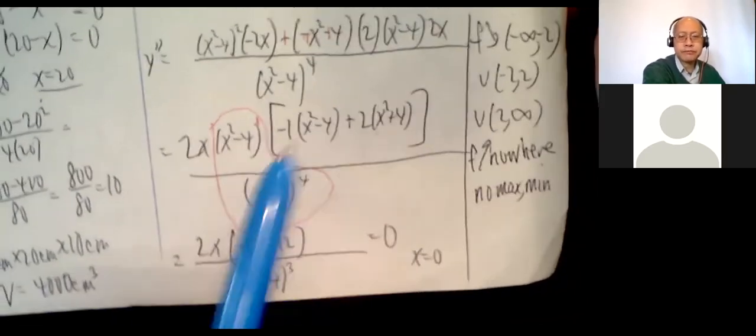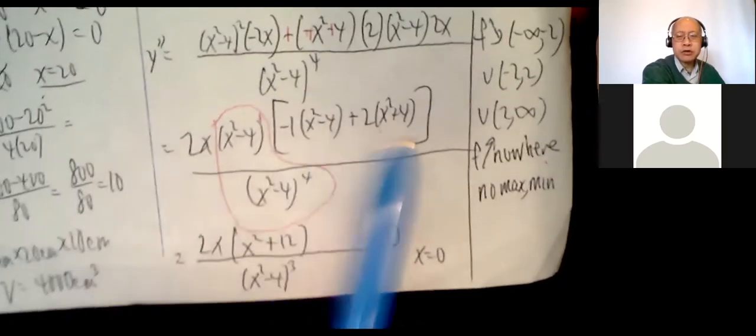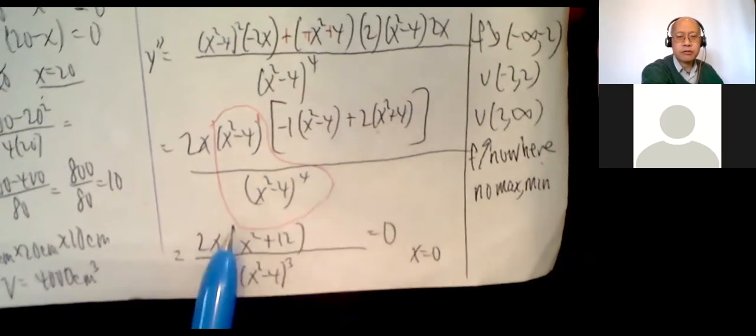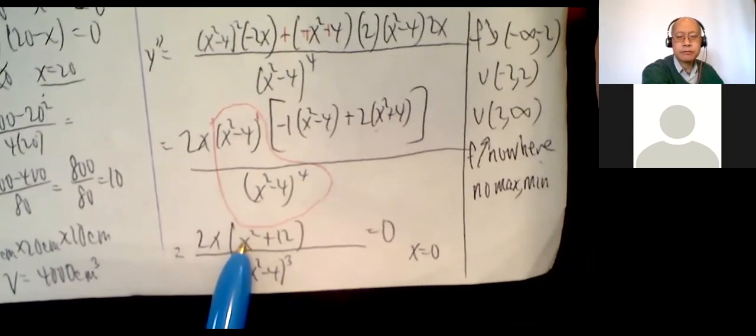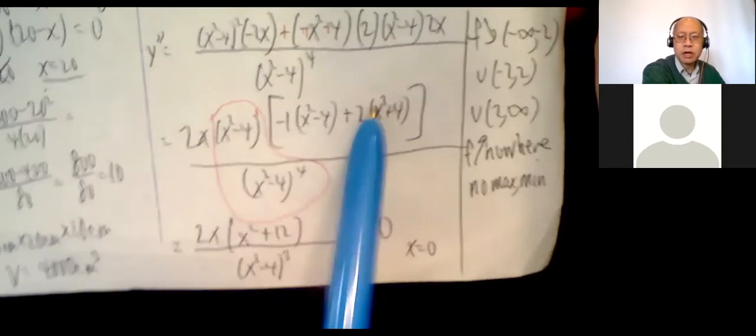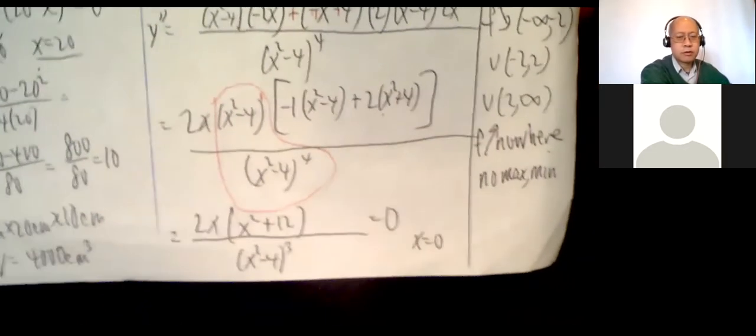Okay, here's a 2x. Combine like terms here. That's negative x squared plus 2x squared, which is x squared. And then I have positive 4, right? Negative 1 times negative 4, plus 8, which is 12.